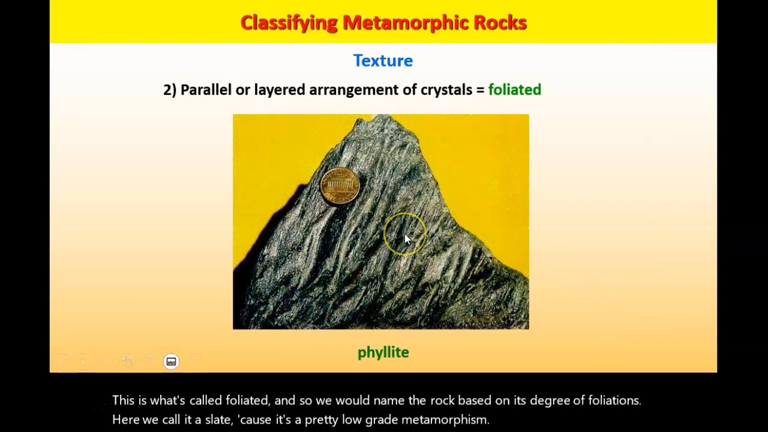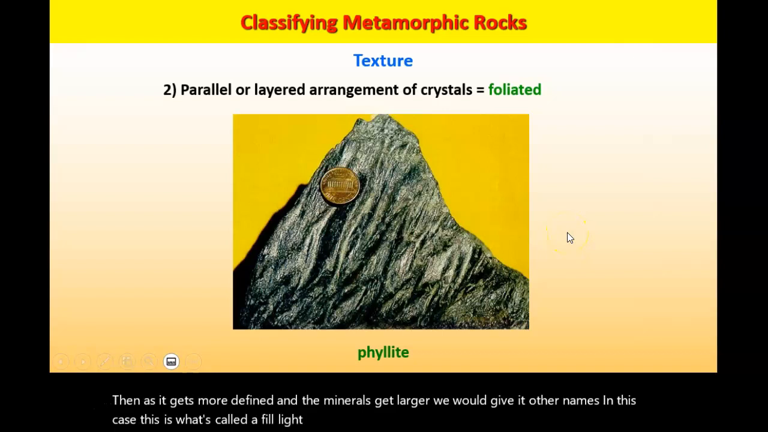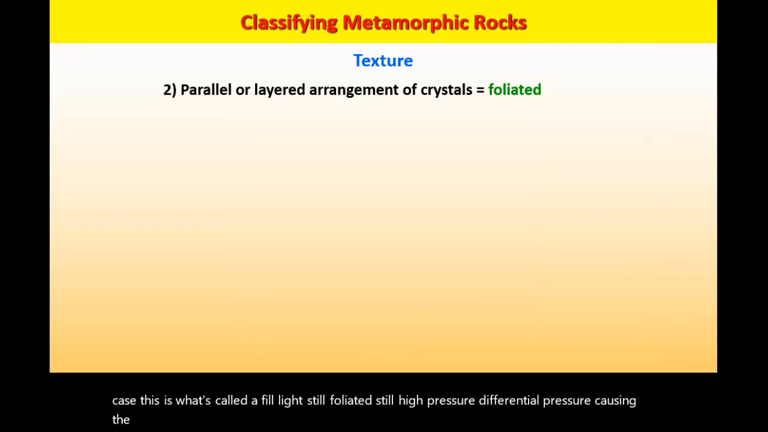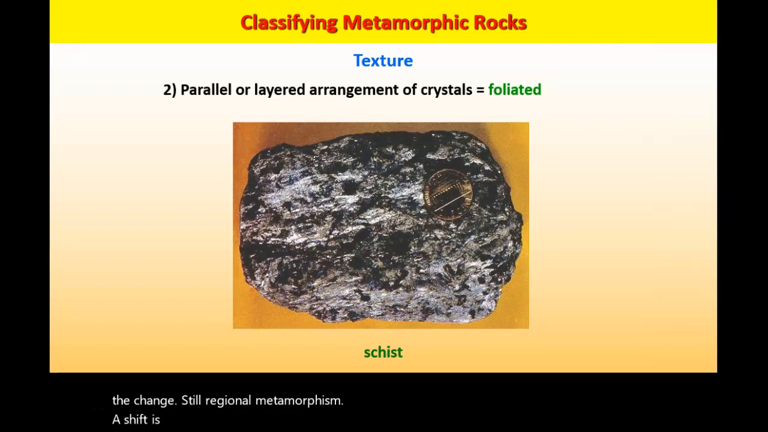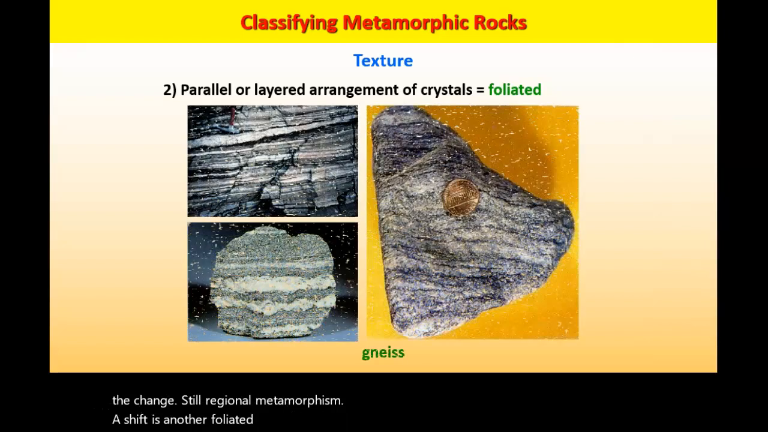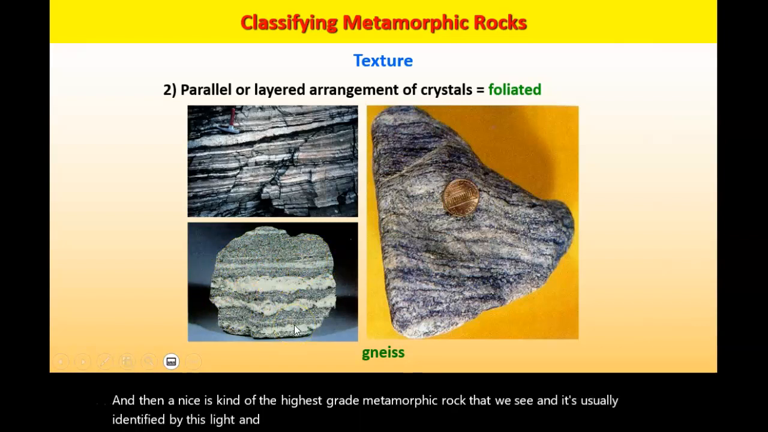Then as it gets more defined and the minerals get larger, we would give it other names. In this case, this is what's called a phyllite. Still foliated, still high pressure, differential pressure causing the change, still regional metamorphism. A schist is another foliated regional metamorphic rock. And then a gneiss is the highest grade metamorphic rock that we see, and it's usually identified by this light and dark banding.